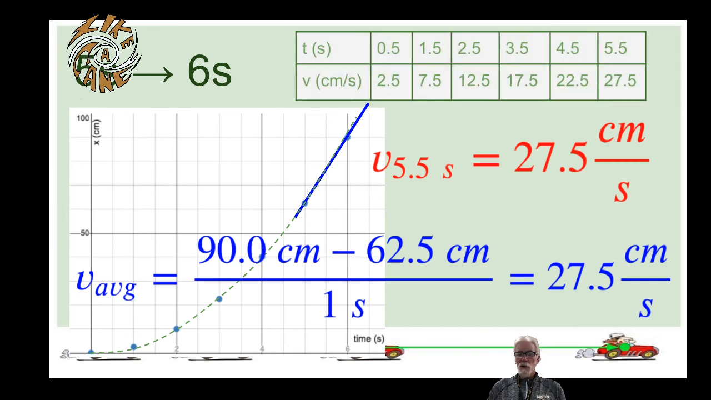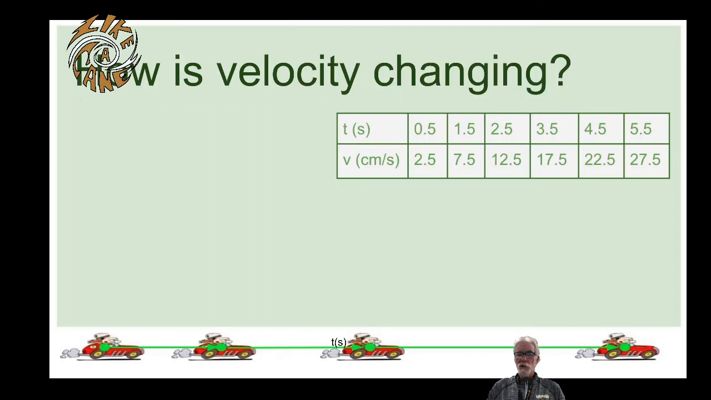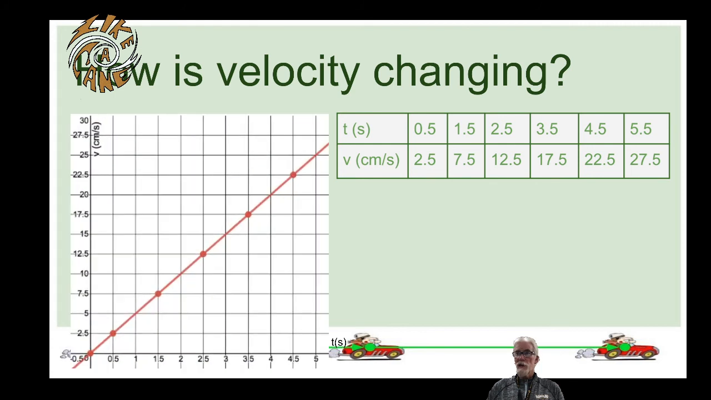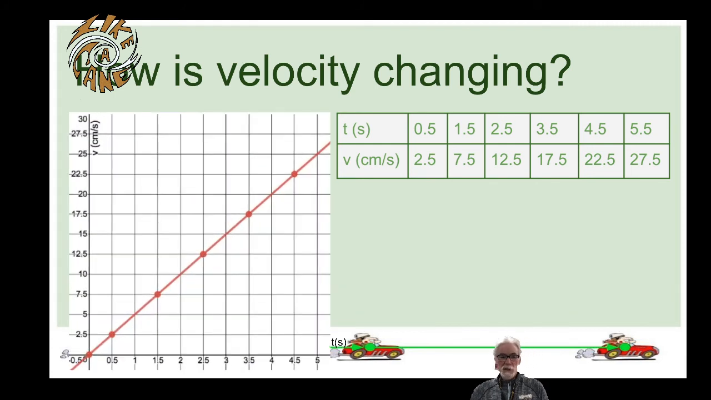So now our chart is complete, and what we're going to do with this is make a scatter plot. This has velocity on the vertical axis in centimeters per second and time on the horizontal axis. We can see this is a straight line. If you saw the pattern, you might have predicted that, because every time we go up a second, the velocity seems to be jumping 5 centimeters per second. So the scatter plot makes it really clear.